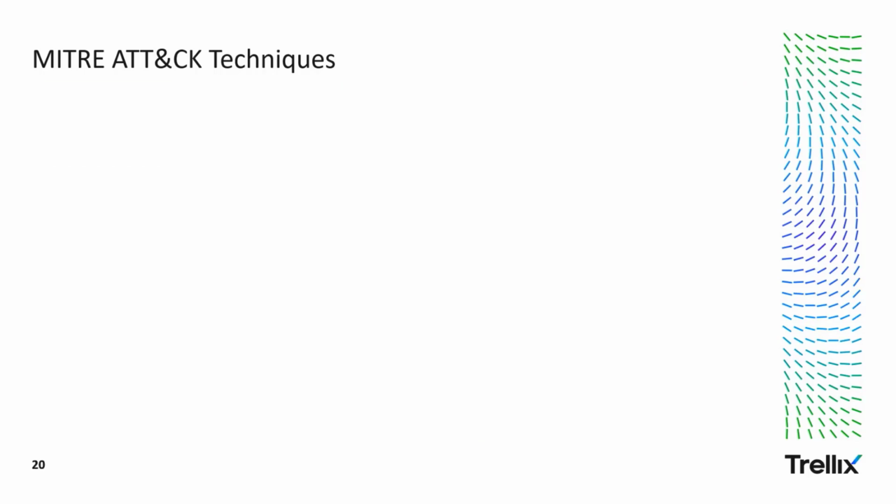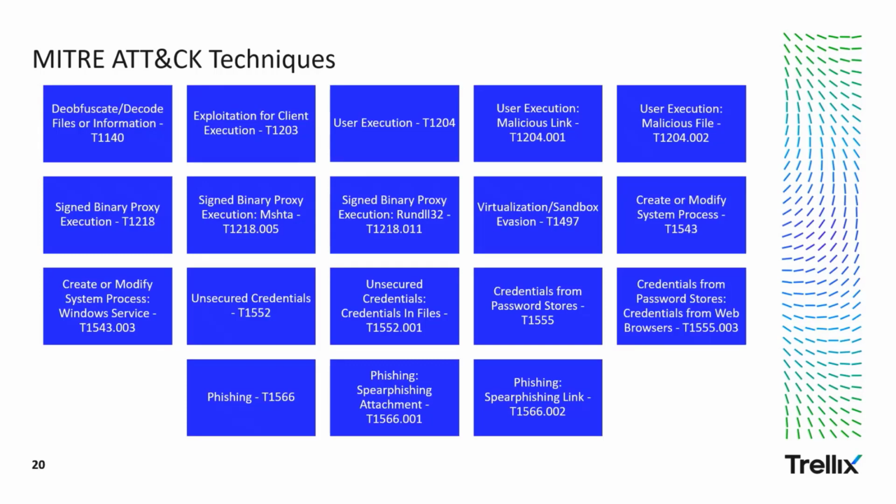Now let's go ahead and look at our last MITRE techniques here. So up first, what we're going to see is deobfuscate/decode files or information, which is technique T1140. In this case, adversaries may use obfuscated files or information to hide artifacts of an intrusion from analysis. Next technique is going to be T1203, which is exploitation for client execution. Here, adversaries may exploit software vulnerabilities in client applications to execute code.